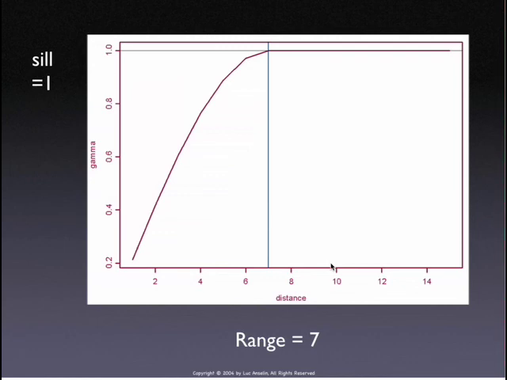This is H. This is the range of the process. So in this stylized process, where the semi-variance keeps increasing with distance up to a point, and then it becomes flat, the height of the flat part is the sill, or the variance of the process. The distance from the origin that you need for it to become flat is the range of the process. Those are two important characteristics.